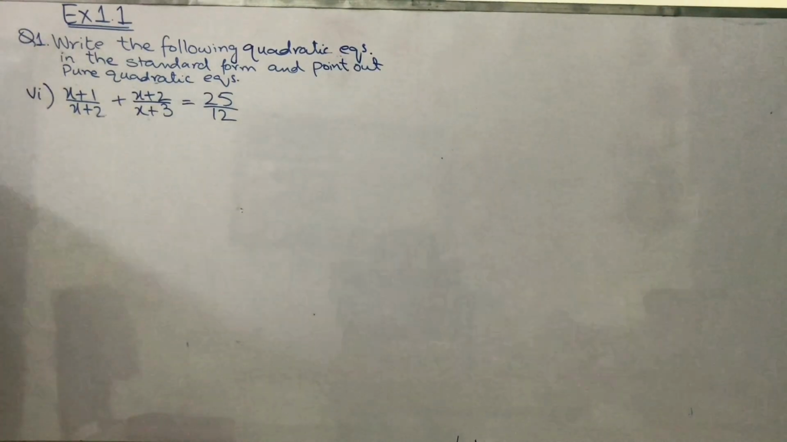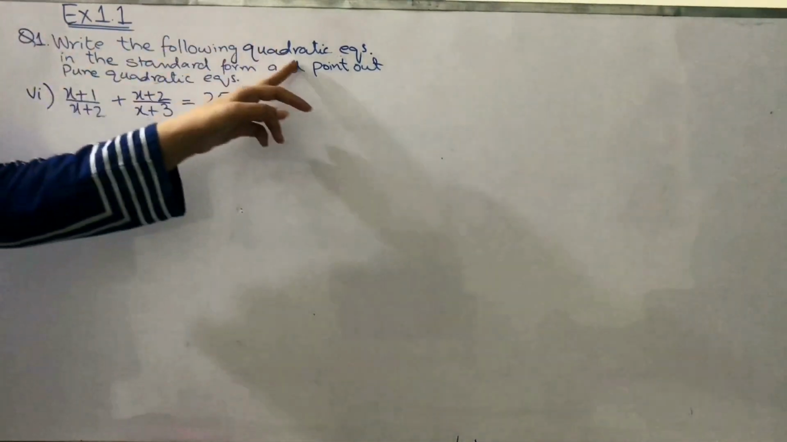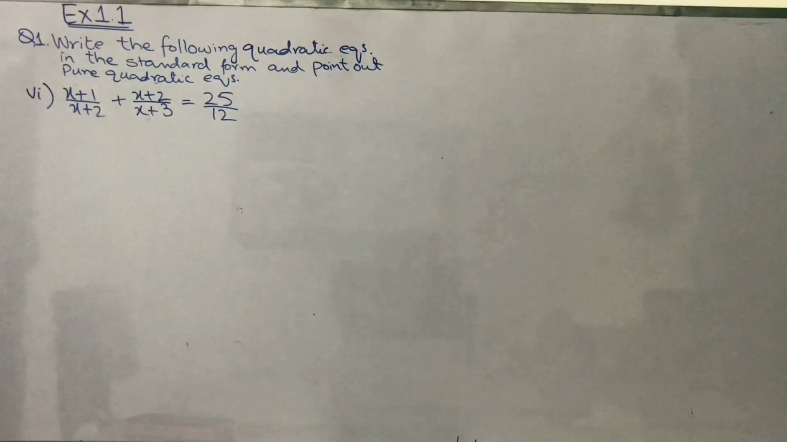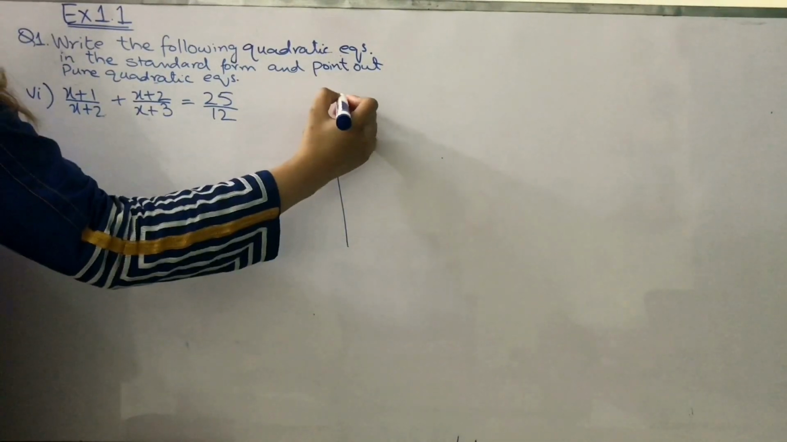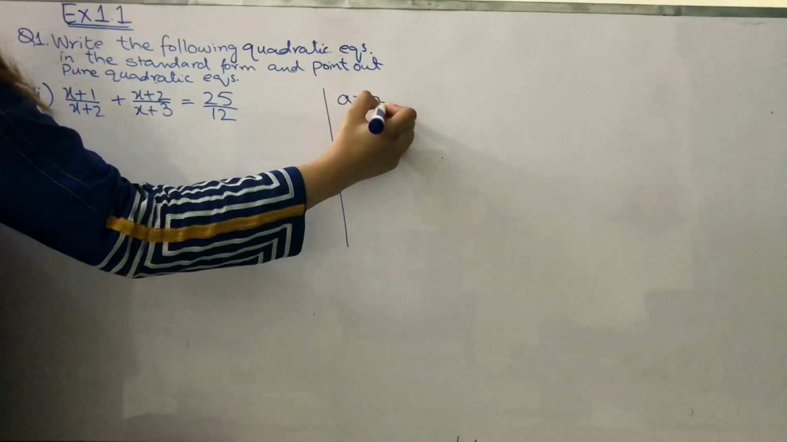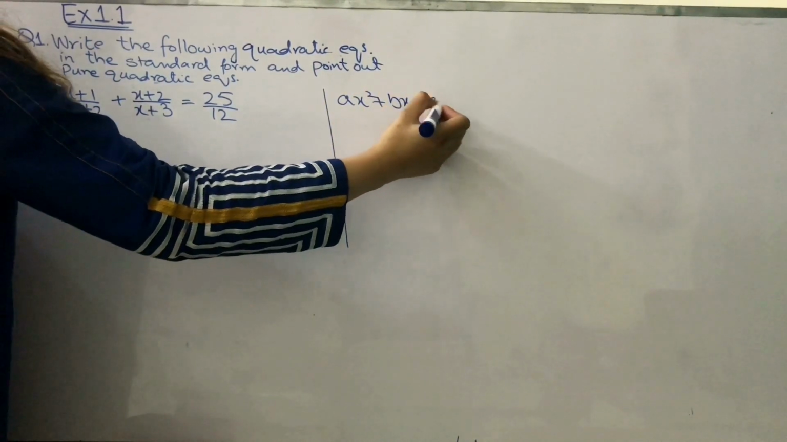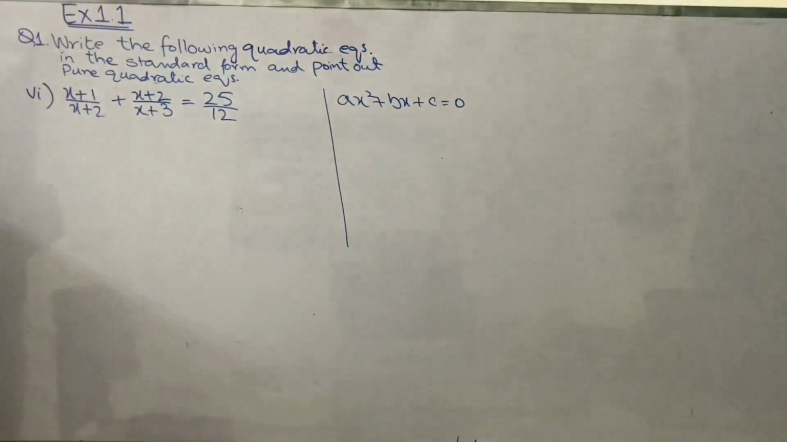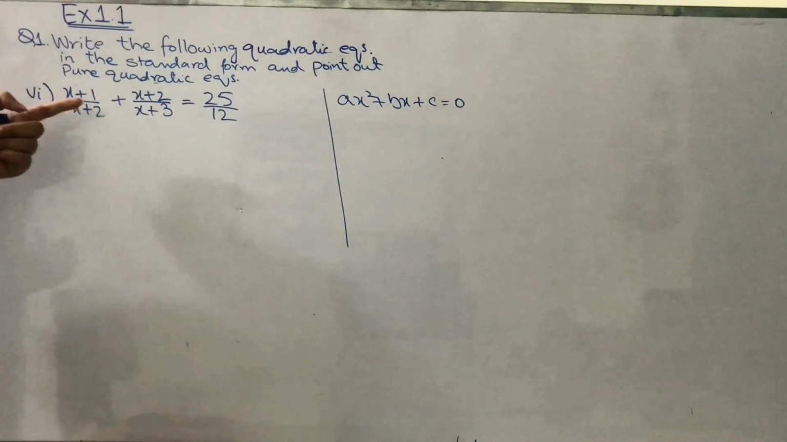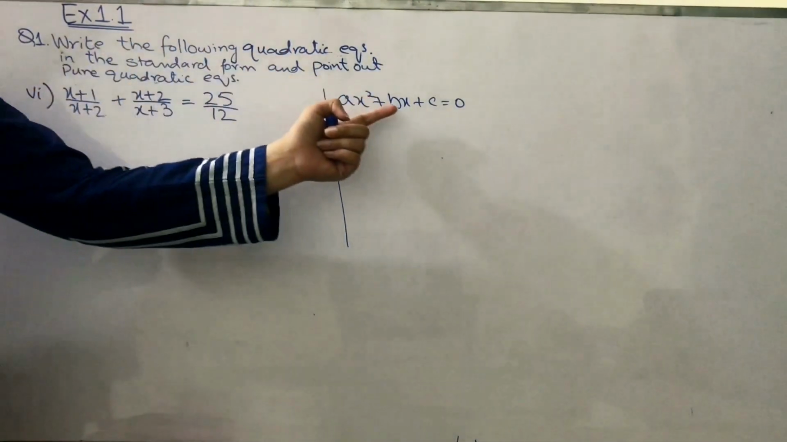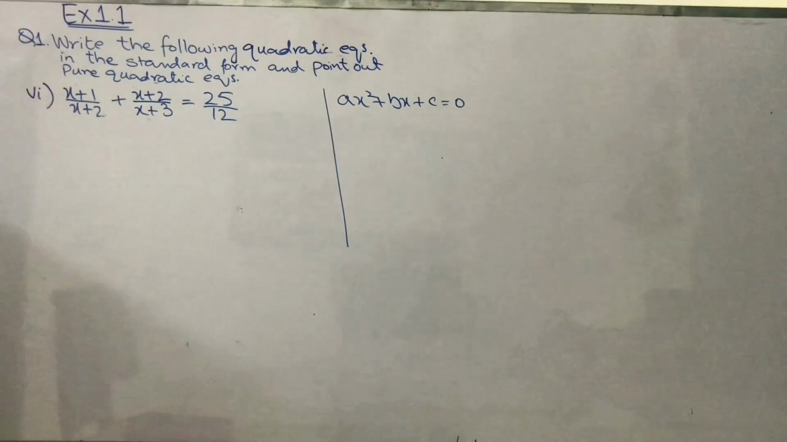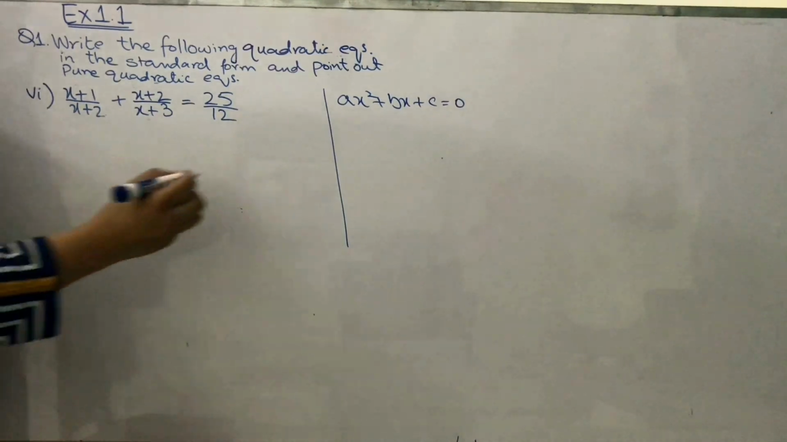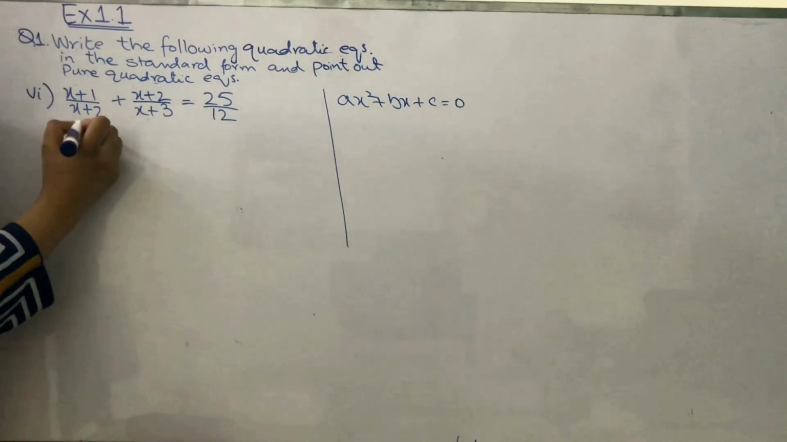The question is in fraction form. First we have to write the quadratic equation in the standard form. So I'm going to write here the standard form of a quadratic equation, that is ax square plus bx plus c equals 0. Now I have to convert this fraction into this form, right? So how can we do this? The first step is to take the LCM.